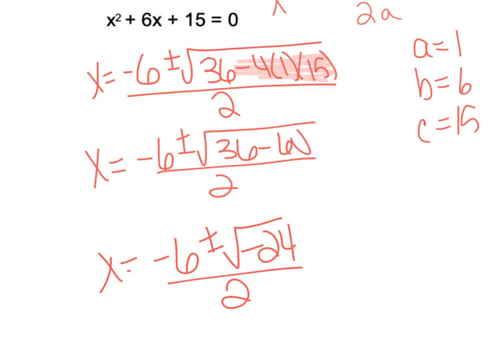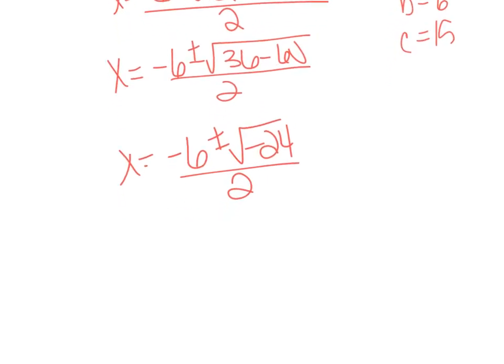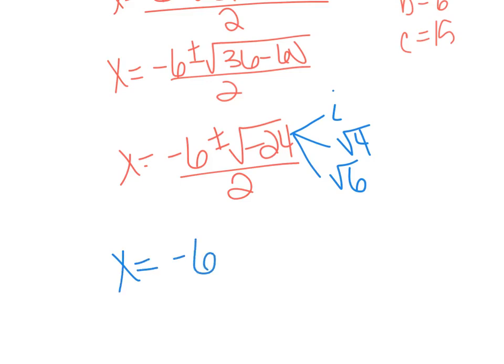If you're going to simplify, it has to be the coefficient out in front of the square root that you can simplify it with. So then we need to think, all right, I've got a square root that's negative, so I know I can take out an i, and then I need to think factor pair of 24. I'd have the square root of 4 and the square root of 6. So that's going to simplify to negative 6 plus or minus, okay, the square root of 4 is 2 times i times the square root of 6, all of that over 2.